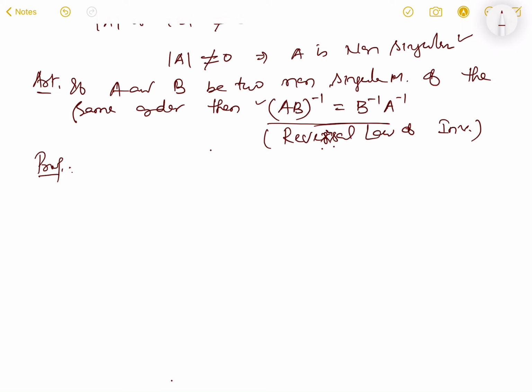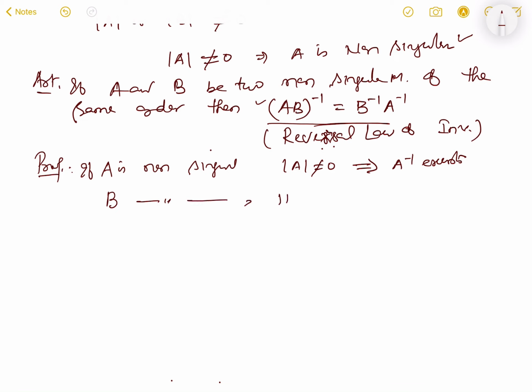Okay, now proof. It is given that A and B are non-singular matrices of the same order. If A is non-singular, that is determinant A is non-zero, it implies that A inverse exists. Similarly, B is non-singular, that is determinant B is non-zero, so B inverse exists. Now multiplication of two matrices A and B, say it is C.